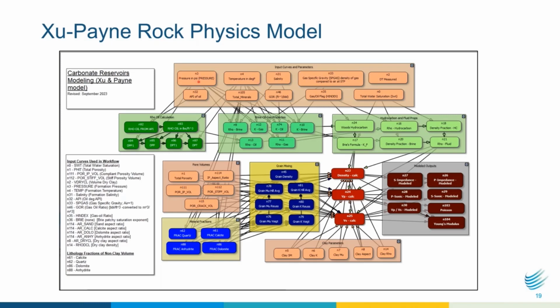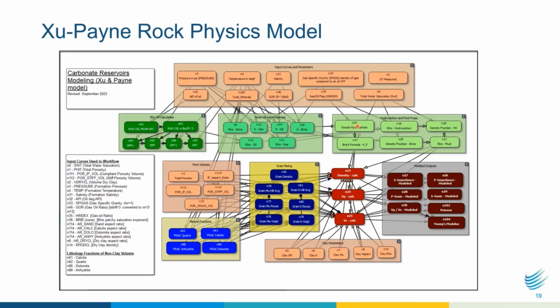Each of these boxes is a curve: pressure, temperature, salinity, specific gravity, and so on. Here's where you calculate your raw oil from the API. Here's where you do your brine, oil, and gas properties. These are, again, input curves. And then here's where you do your hydrocarbon and fluid properties.